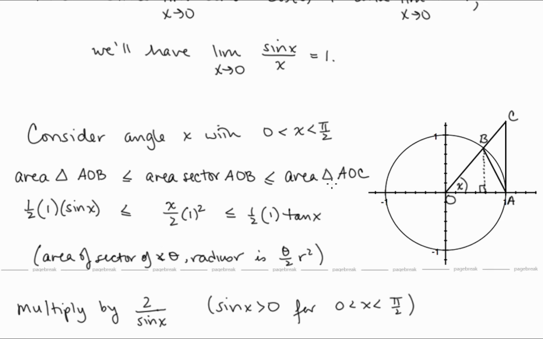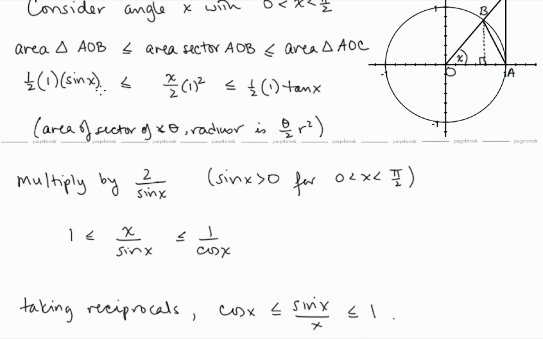And then the area of triangle AOC is going to be 1/2 base times height. And the height here is going to be tan of x. We have an adjacent side of 1, and that's our opposite side, so tan of x is this height over 1. So 1/2 base times height is here. So now we have this inequality based on these shapes.